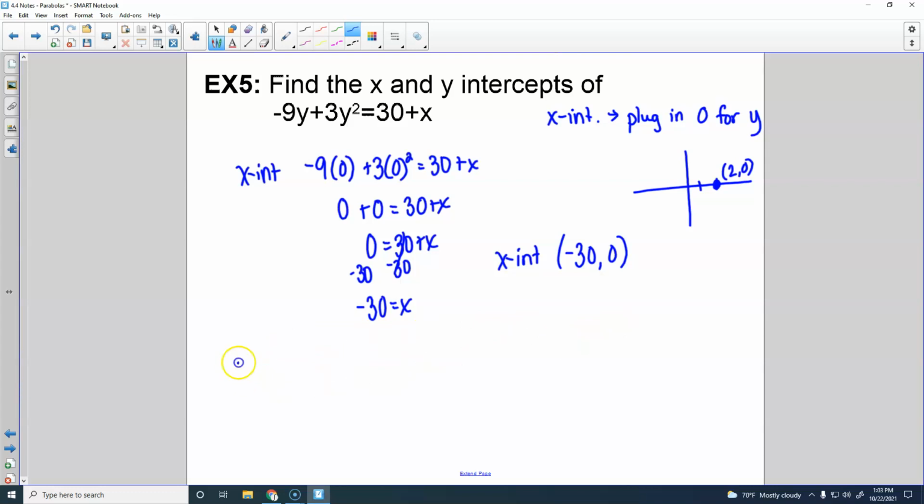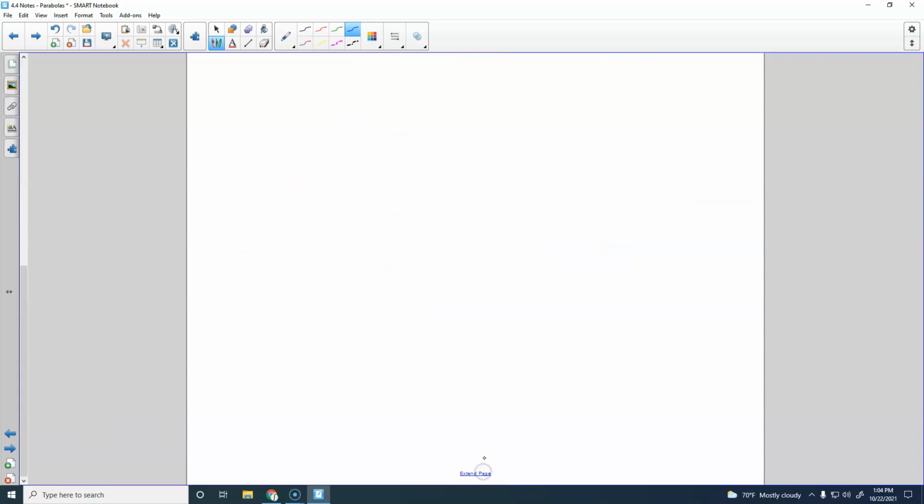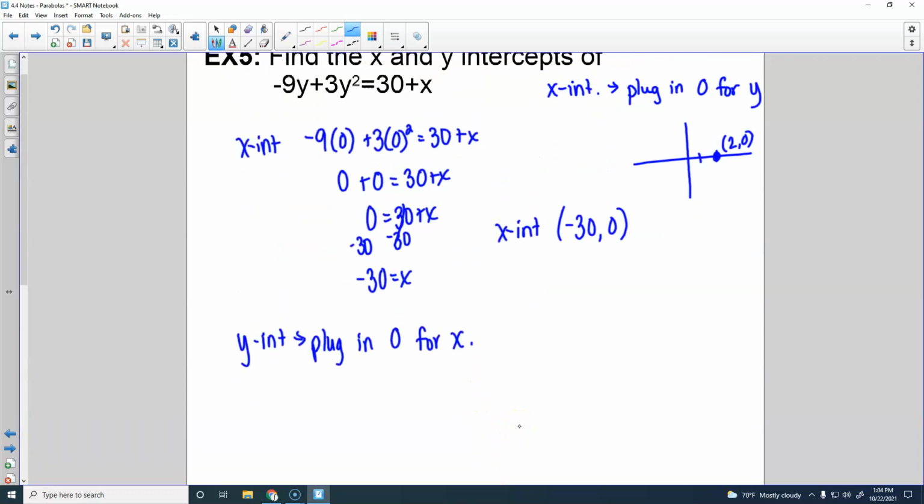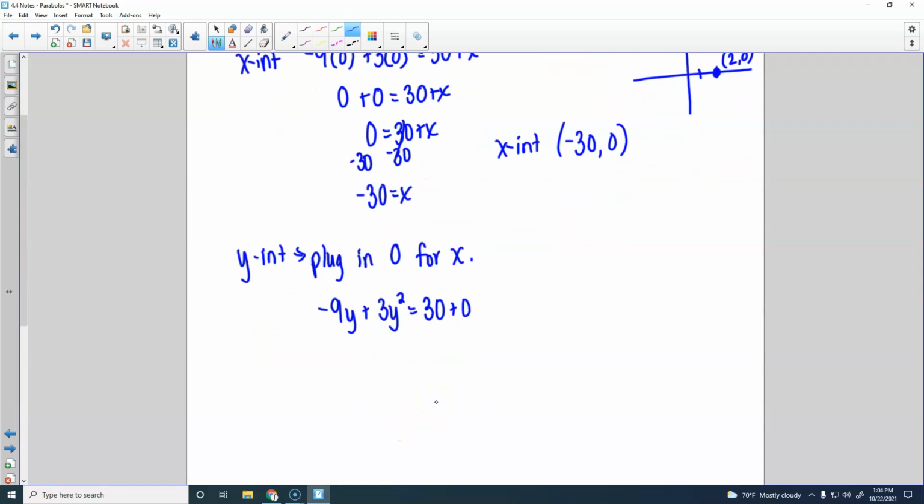So what do you guys think we're going to do for a y-intercept then? Plug in 0 for x. So in this case, I'd have negative 9y plus 3y squared equals 30 plus 0. This is going to be a little tougher to solve. So I'm going to move everything to one side, so I'm going to have 3y squared minus 9y minus 30 equal to 0.